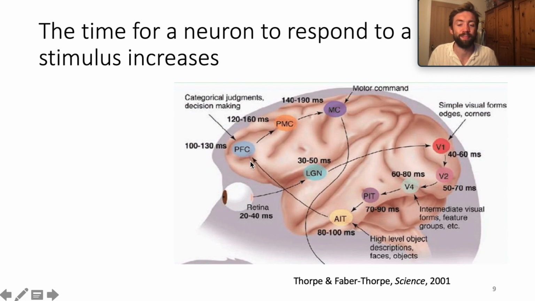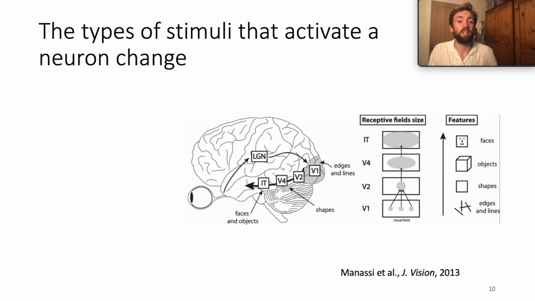So in addition to the timing of a response to a visual stimulus, also the types of stimuli that will cause a response change as you move up the hierarchy. So there are two important concepts here. One is the receptive field, and the other is the feature. So the receptive field is the part of space that a neuron is receptive to, or the parts of space that can cause a firing response in a particular neuron.